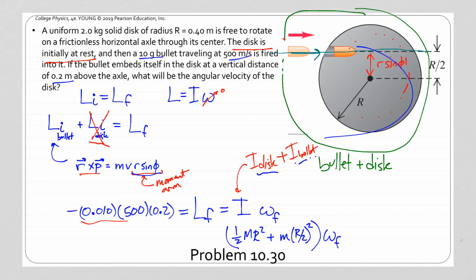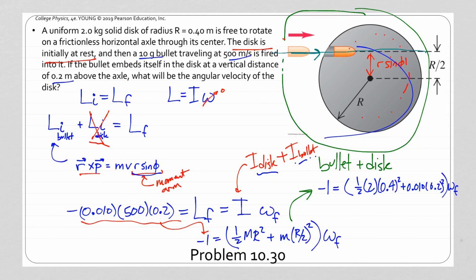We can simplify this part over here. That's going to equal -1. I can plug in values over here. I know the mass and radius of the disk. I know the mass and position of the bullet, so I can plug those in as well. Notice how small the contribution of the bullet is to the moment of inertia, so that's why we didn't worry about the details of it too much.